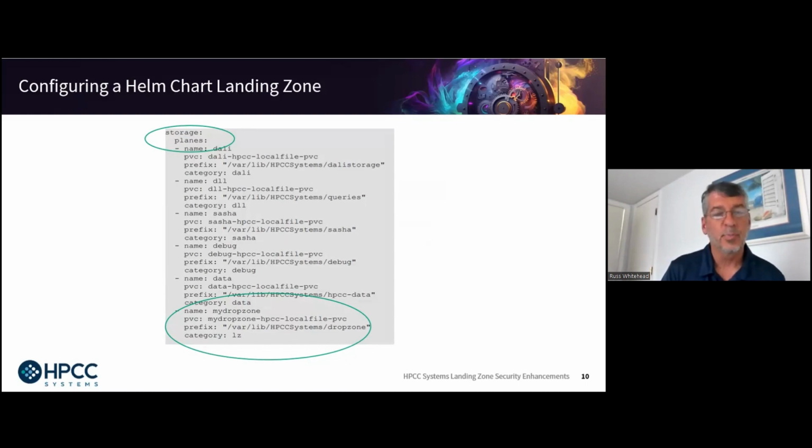Within the storage planes section of the chart, at the bottom you'll see what was added. The category LZ identifies this as a landing zone. It's given a unique name, my drop zone, which we've seen before. And finally, the prefix is the file system location for the drop zone, where files will be copied to, copied from, and so forth. And you can actually have zero or more landing zones in this part of the Helm chart.